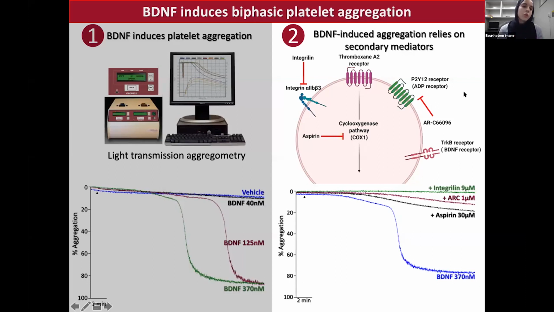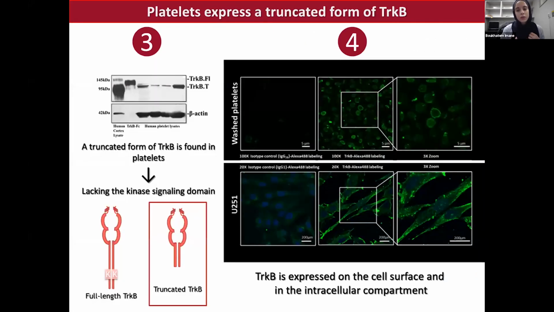We also wanted to know what receptor BDNF binds to induce this platelet aggregation. And of course, the first one that comes to mind is the TrkB receptor, which is a BDNF receptor in the brain. So in the next slide, we investigated the presence of TrkB on platelets since it has never been shown before. So on number 3, we did some Western blots of TrkB, and on the first line, we have our positive control, which is human cortex lysate.